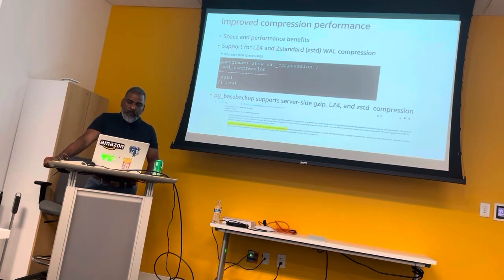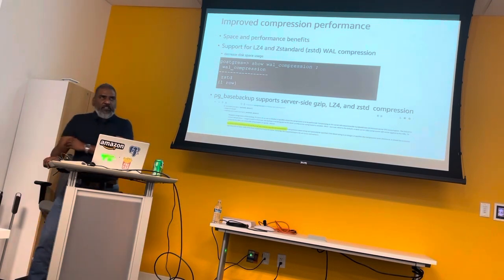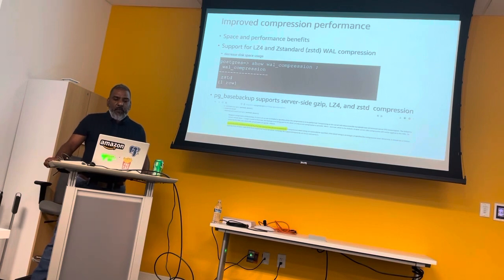There are some improved compression capabilities in PostgreSQL 15. There are some benefits on space and performance, specifically if you are using replication and saving the WAL files on your host. Support for LZ4 and ZSTD has been added to PostgreSQL 15, and I believe PGLZ is still the default compression, but you need to opt into one of these. As you can see, I modified this one to WAL compression, and it is showing me ZSTD.